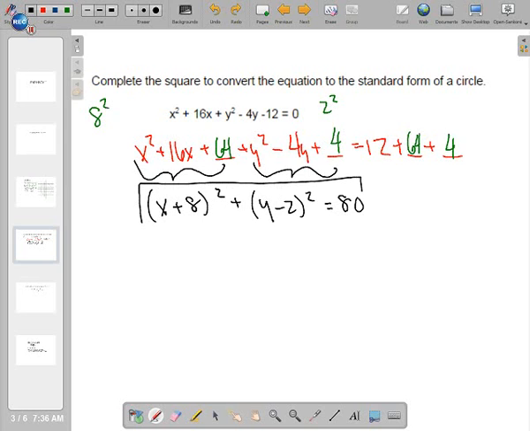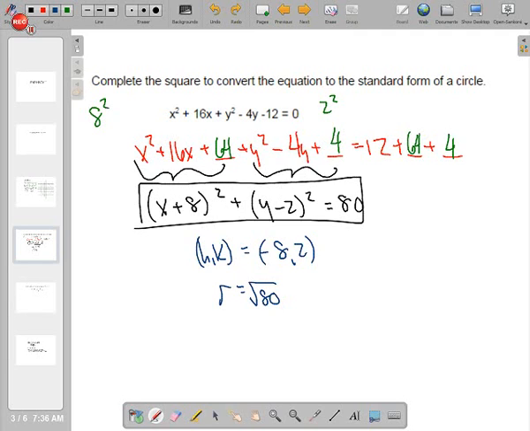So now this is the standard form of the circle, and you should also be able to tell me that the center of the circle, the h, k value, is negative 8, 2, because this thing is going to go left 8 and down, or I'm sorry, up 2, and then the radius, that's the radius squared, so the radius would be the square root of 80, which is just a little bit smaller than 9.